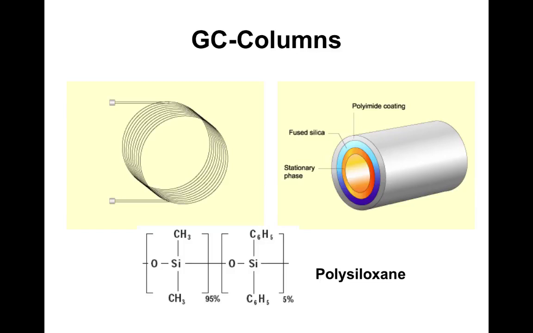On the inside, the stationary phase is this polysiloxane polymer. So again, it's got silicon in it. It looks a little bit like polyethylene glycol, but with silicon instead of carbon. And it'll have either benzyl or methyl groups along its length. So this is a hydrophobic plastic, if you want.